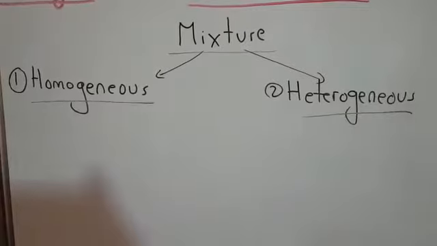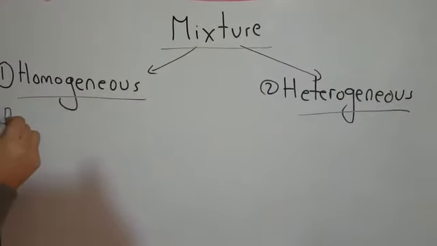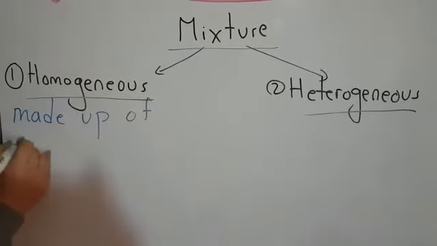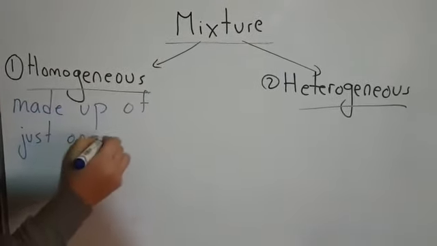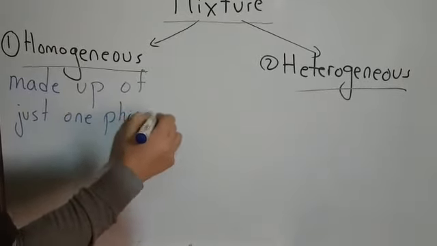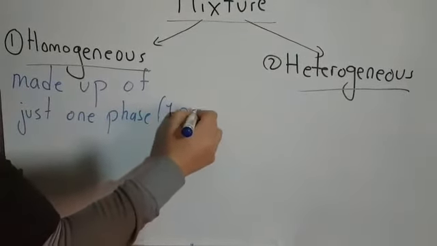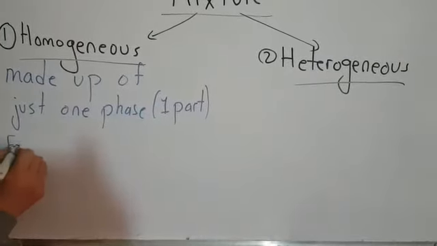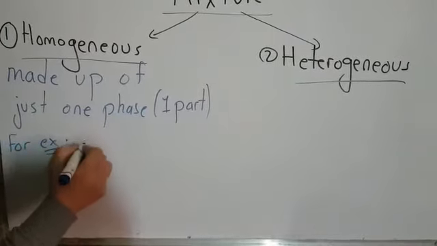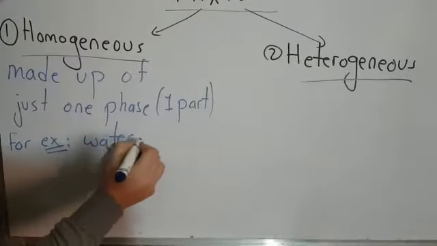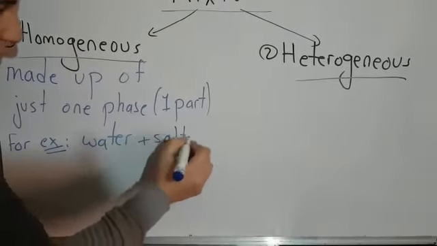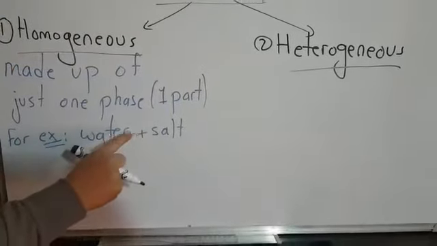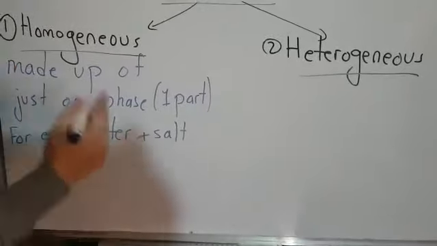A homogeneous mixture is a mixture that's made up of just one phase. It means one part. Okay? For example, when we mix water plus salt, how many substances here? Two substances, since it is a mixture. Which type of mixture? Homogeneous.